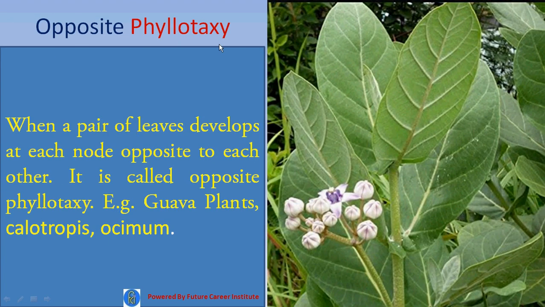Next, opposite phyllotaxy. When a pair of leaves develops at each node opposite to each other, it is called opposite phyllotaxy. Example, guava plants, calotropis, ocimum. Let us take a look at the picture of ocimum. This is the node. And as we can see clearly, from this node, two leaves are emerging, opposite to each other. Hence, the name opposite phyllotaxy.